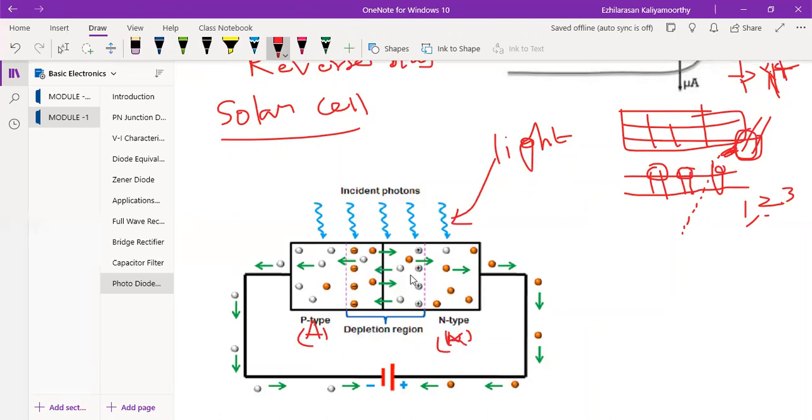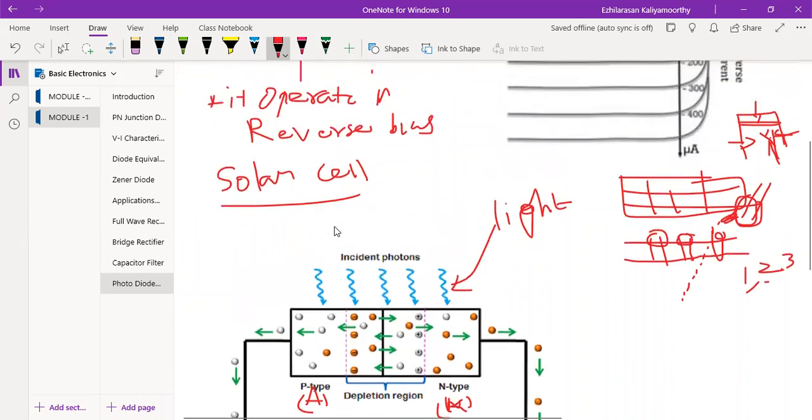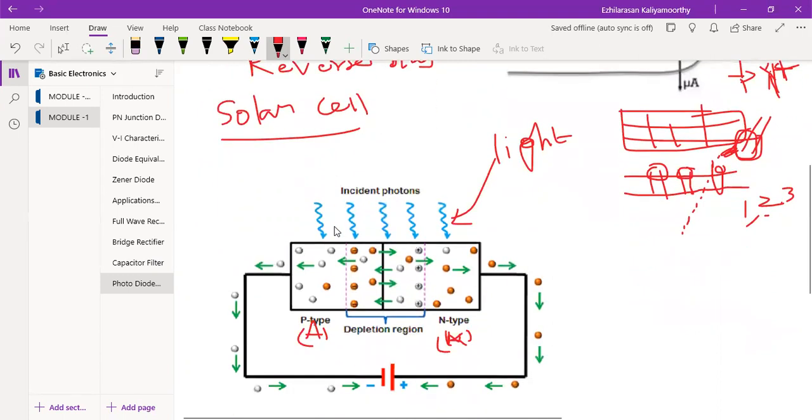A normal PN junction diode allows a small amount of electric current under the reverse bias condition. As I said earlier, the photodiode works in the reverse bias condition, but a normal PN junction diode works in the forward bias condition. So if you need to increase the electric current under the reverse bias condition, what do we need to do? We need to generate some more minority carriers.